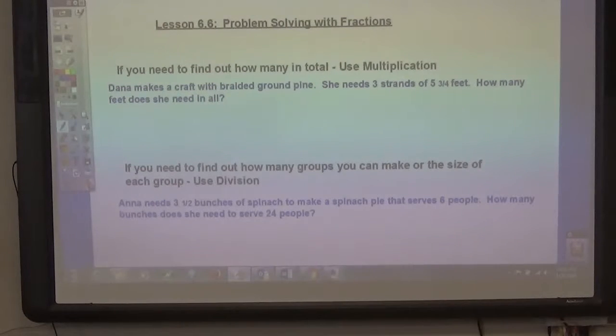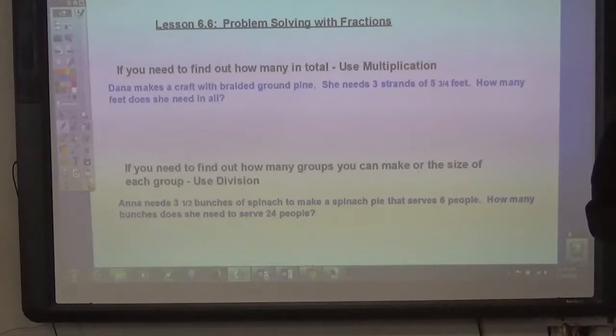Okay? Which ones would help you find the number of groups? No, the number of groups. If we had a big amount and we had to put them into groups. Subtraction and division. Okay, subtraction, mainly division, would help you divide the big amount into smaller groups. Okay?